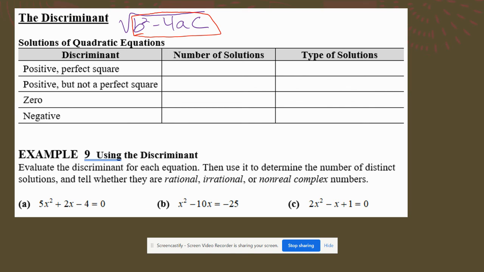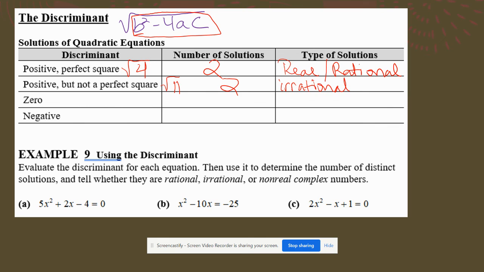So if, when we do b squared minus 4ac, we get a positive perfect square, like the square root of 4, then we have two solutions that are both real and rational. If, when I do b squared minus 4ac, it is positive but not a perfect square, for example maybe it's the square root of 11, we still have two solutions, but they are irrational. And a lot of times pi is still going to be in your answer.